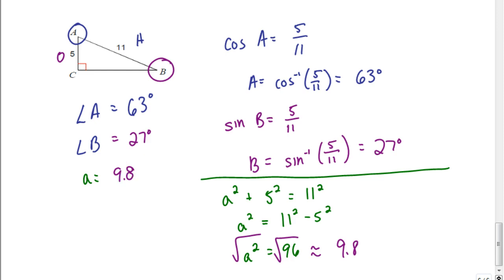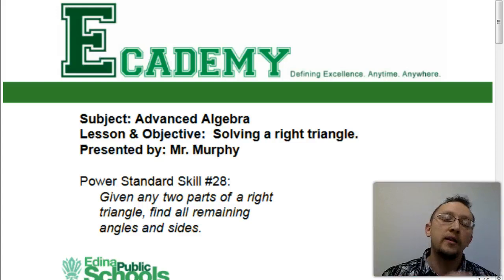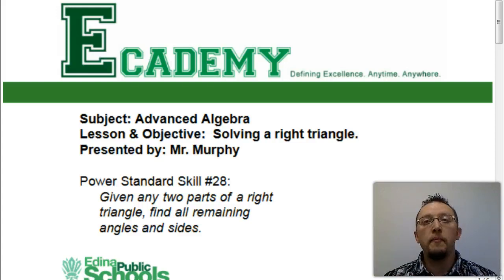So there, we just solved that right triangle. Well, there you have it. That is how we solve a right triangle if we're given two sides. So hopefully after watching this video and the previous video, you feel like you've mastered this skill to be able to solve any right triangle on your own. So with that, good luck.